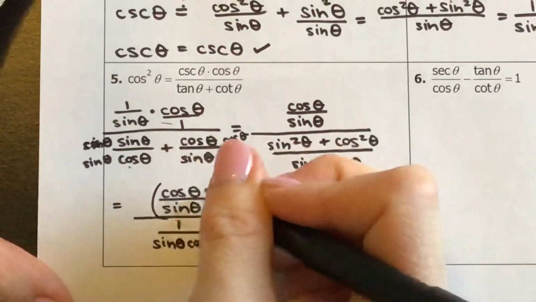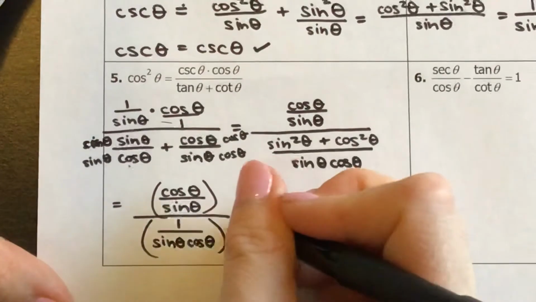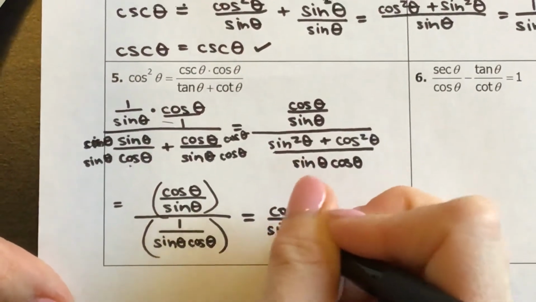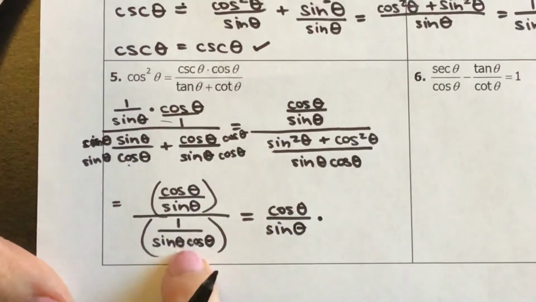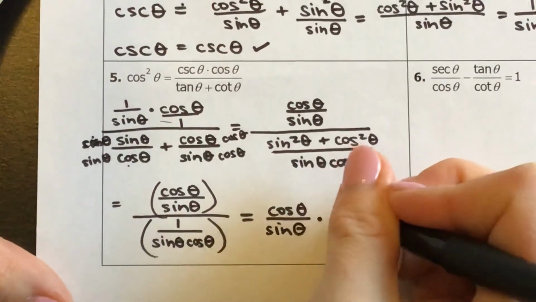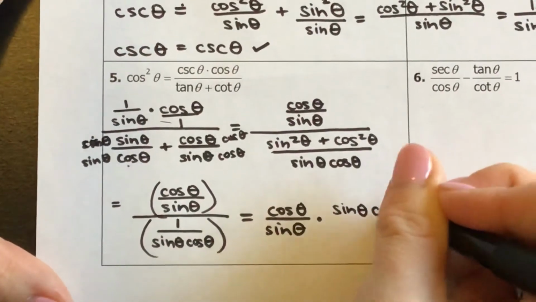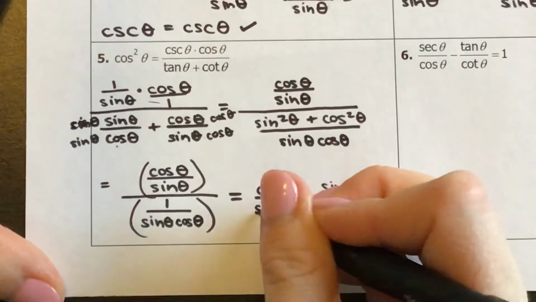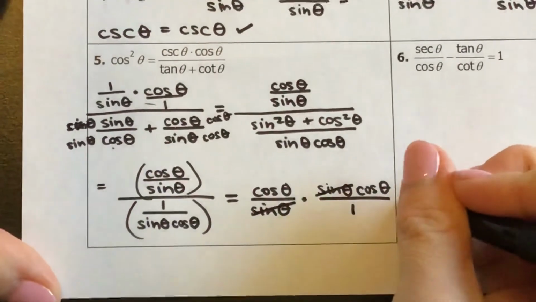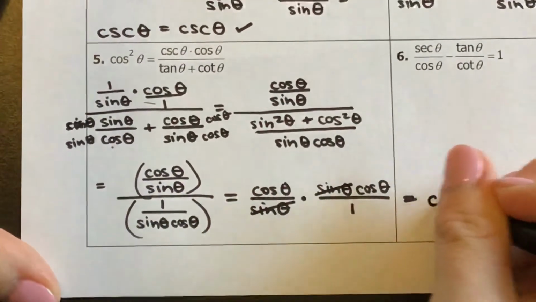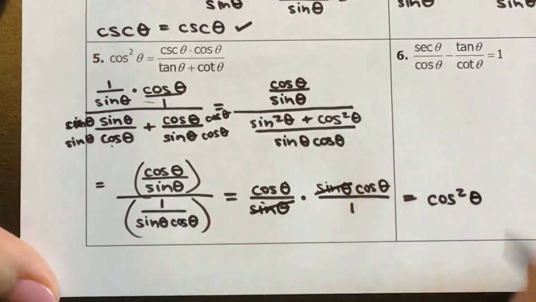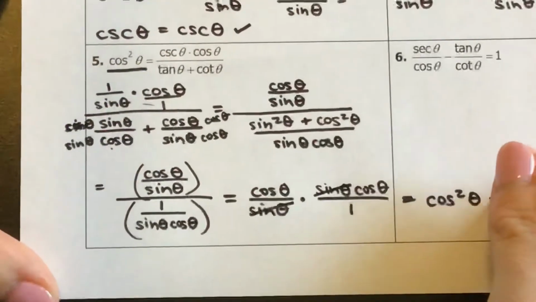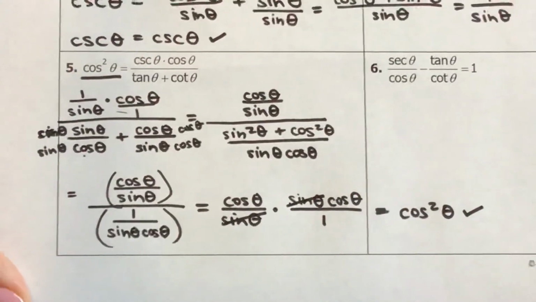Okay, so now we have a fraction divided by a fraction, which means I'm going to flip and multiply by the reciprocal. So times, we flip this to sine times cosine over 1. And if you're looking for some canceling, we have sine in the numerator, sine in the denominator. All I have left is a cosine times a cosine, which is a cosine squared. And that is what I started with on the left-hand side here. So that is equal to the left-hand side.